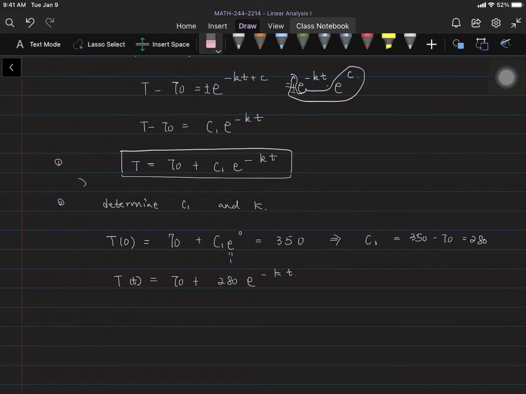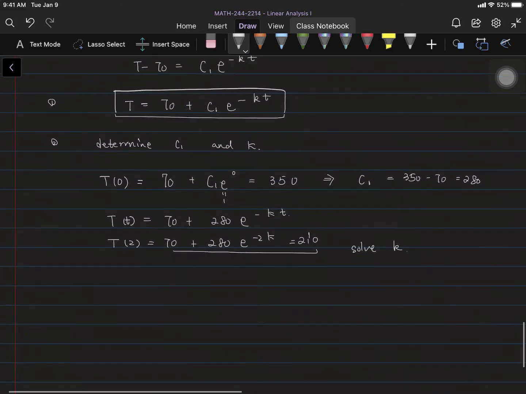Next, we are going to use the second condition, T of 2, to find k. So T of 2 is given: plug in t as 2, which is given as 210. This equation just has one variable, k, right? Solve for k. Now let's see, 280 e to the negative 2k equals 210 minus 70, which is 140. Then simplify: e to the negative 2k equals 140 divided by 280, which is 1/2.